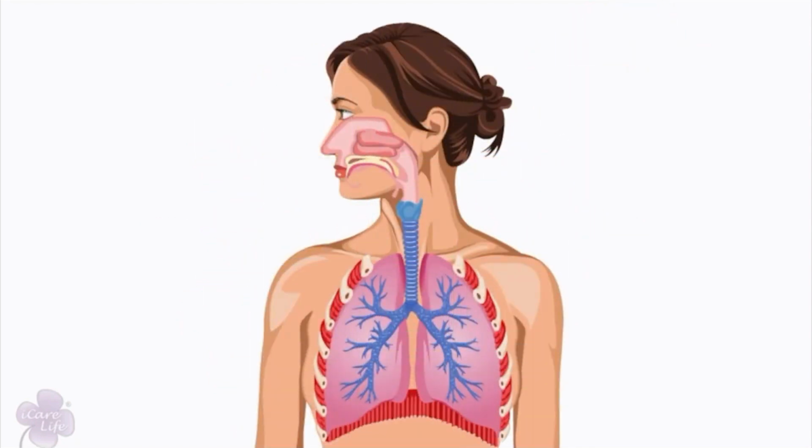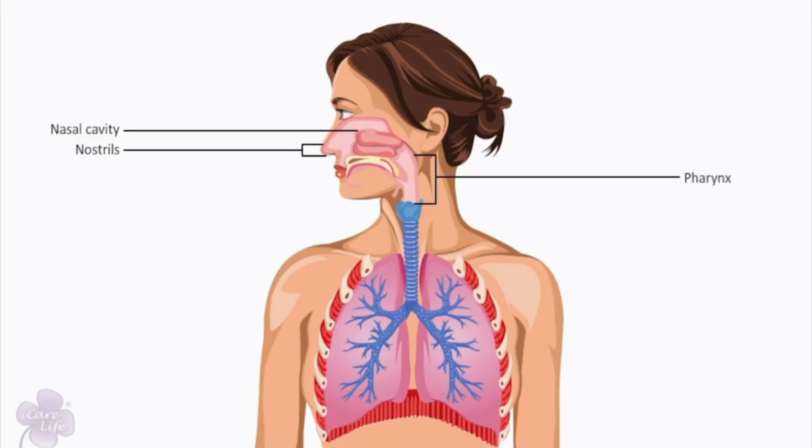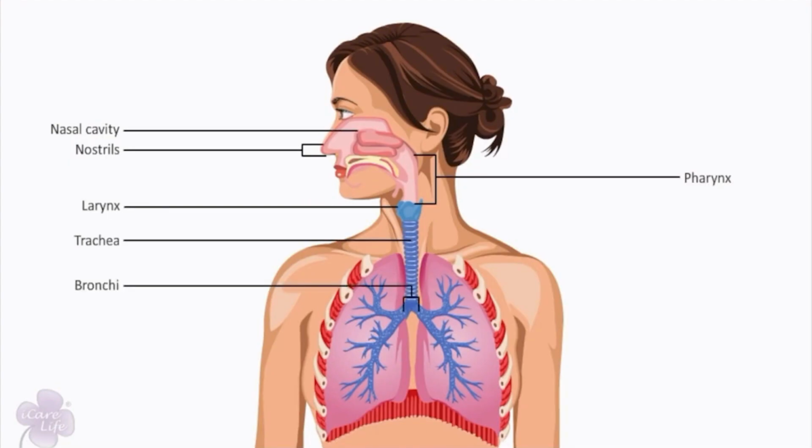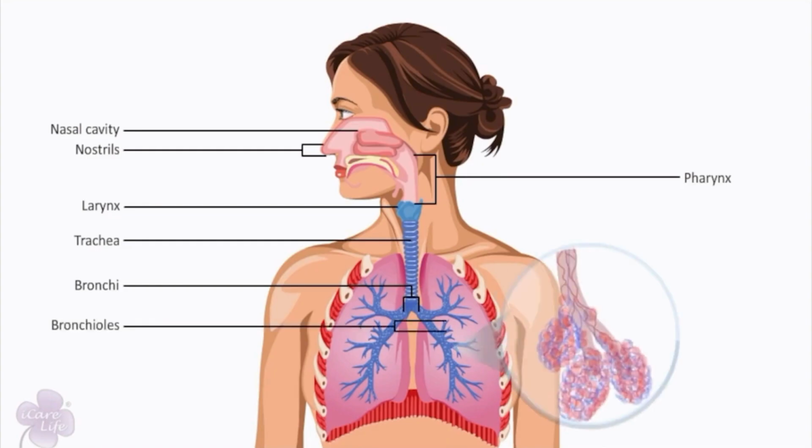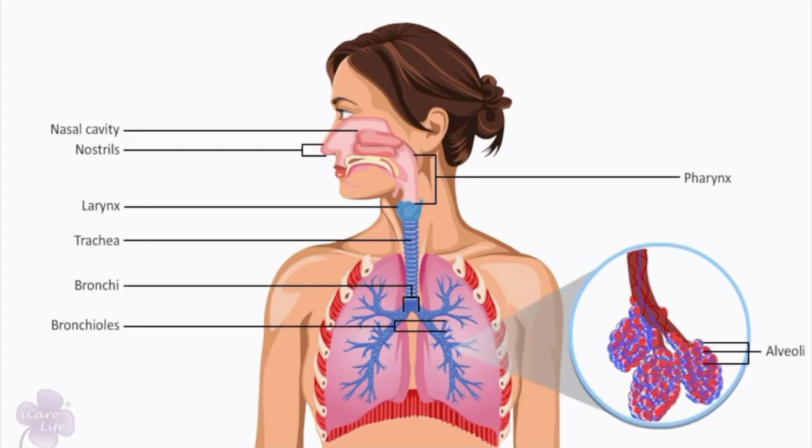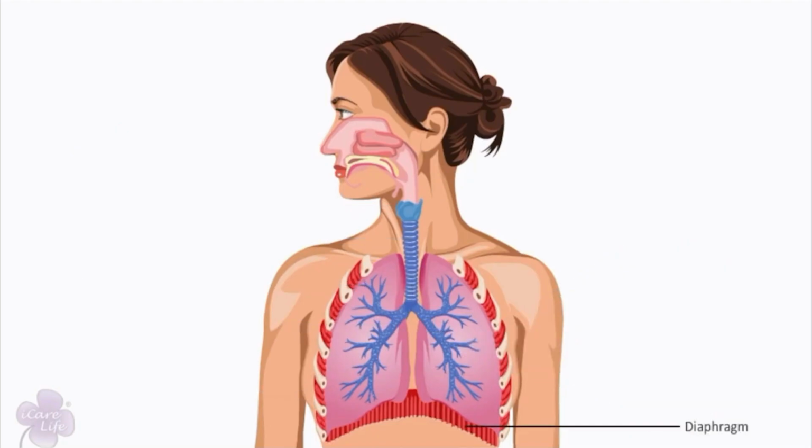Let us recap. The main parts of the respiratory system are nostrils, nasal cavity, pharynx, larynx, trachea, bronchi, bronchiole, alveoli, lungs. The diaphragm and the rib cage move to support the lungs while breathing in and breathing out air.